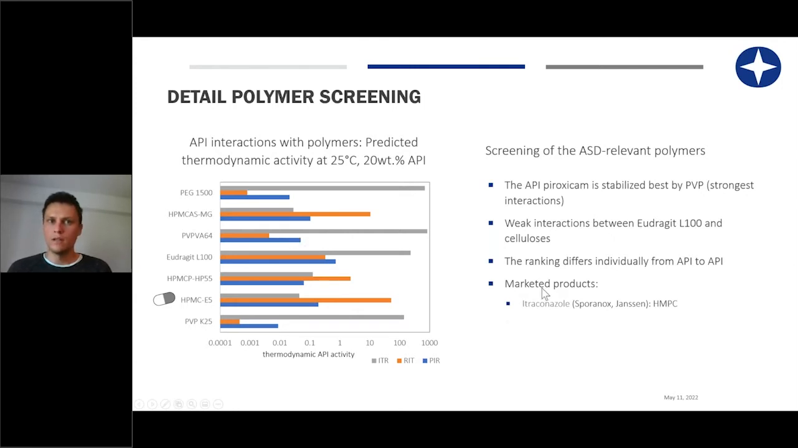And as a counterexample, we have ritonavir. This is the formulation Kaletra by AbbVie, and we see here that the market product is formulated with PVP-VA64, where we indeed see the strongest interactions also with the in silico model. So we see that there is a certain correlation between the marketed formulations and the strength of the intermolecular interactions. So it's always good to select the formulations with the strongest interactions.